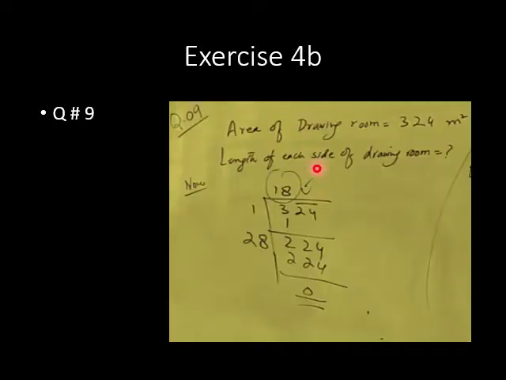Here is question number 9. Mrs. Ali wants to buy a carpet for her square drawing room. If the carpet measures 324 square meters, what is the length of each side of the drawing room? Here the area of the drawing room is 324 square meters. And the shape of the drawing room is a square. Square means that all the sides are equal.